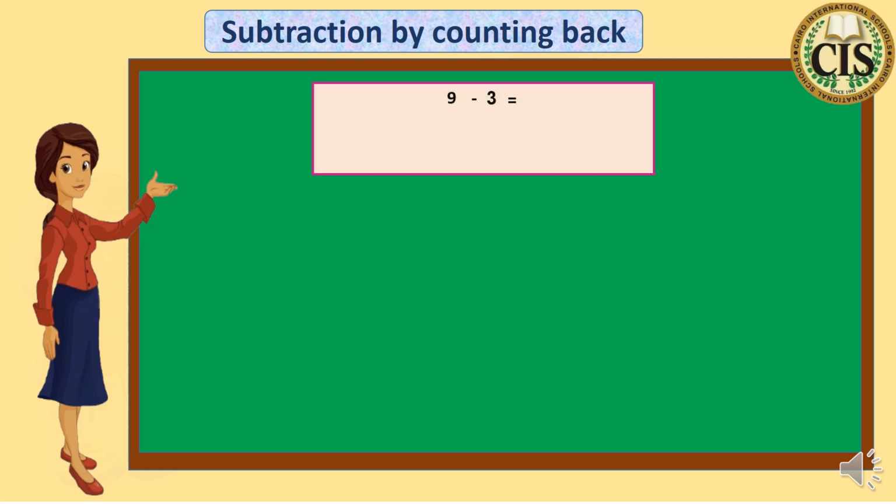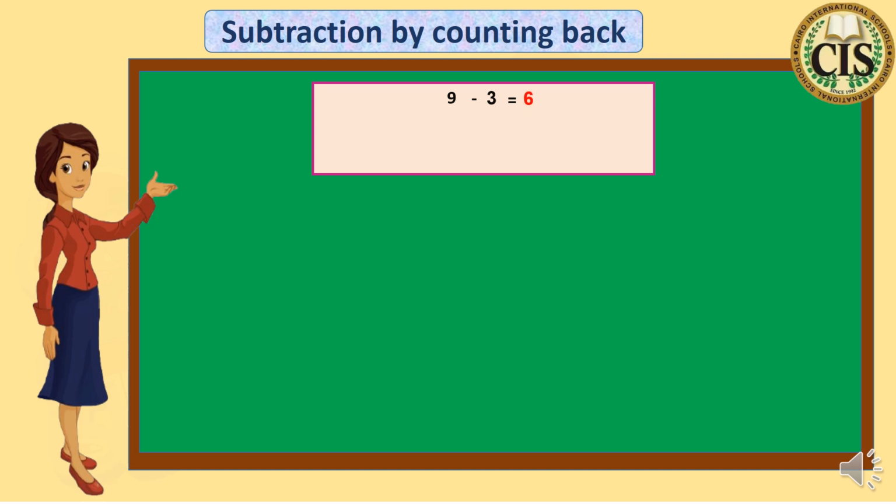In this example, we have 9 minus 3. 9 minus 3 equals what? Earlier, we can solve it by counting from small number to reach the big number. The small number here is 3. So after 3, 4, 5, 6, 7, 8, 9, and stop. How many fingers we have? 6 fingers. So we will write 6.